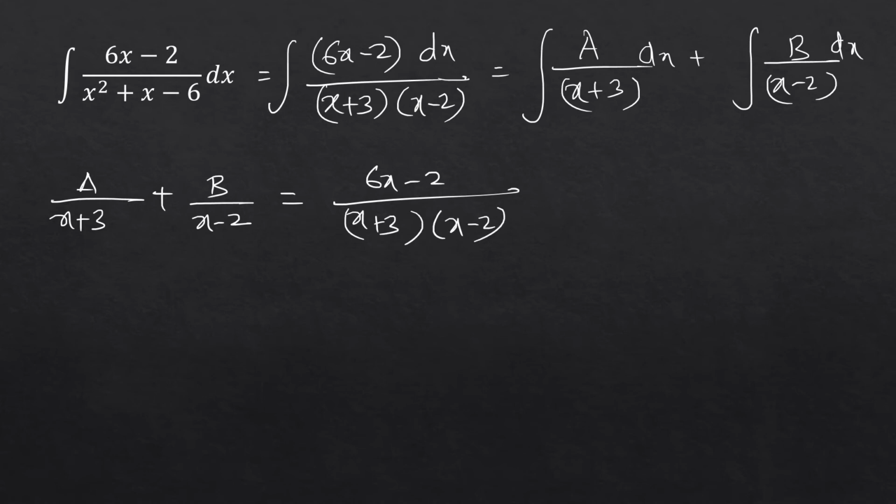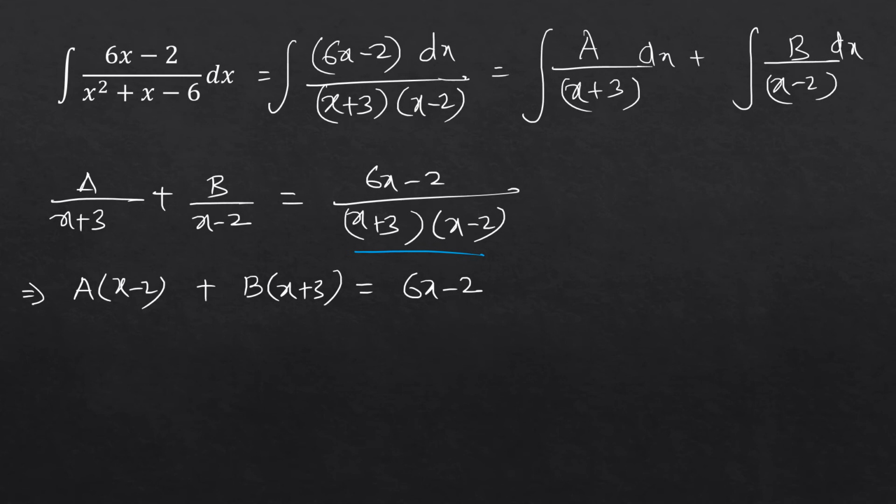So we are going to multiply both the sides by x plus 3 times x minus 2, which will give us a times x minus 2 plus b times x plus 3 is equal to 6x minus 2. Now we will use the elimination method. We will try to first eliminate the terms containing a and b. So first I am going to eliminate this a.